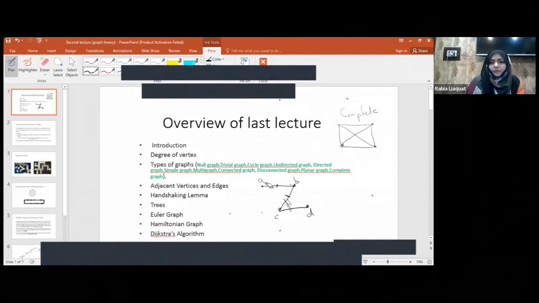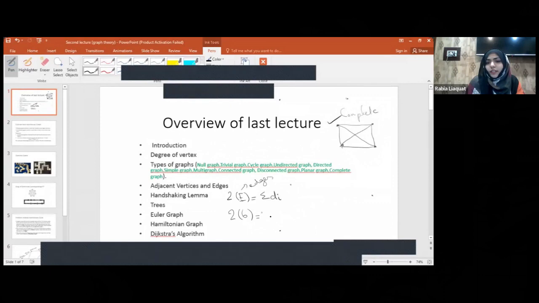Handshaking lemma. What is the handshaking lemma? In the last lecture, we studied the handshaking lemma, which is 2E equals the sum of the degree sequence. For example, we have this graph. So E means edges. How many edges here? 1, 2, 3, 4, 5, and 6. It means we have 6 edges, which is equal to the sum of the degree sequence.